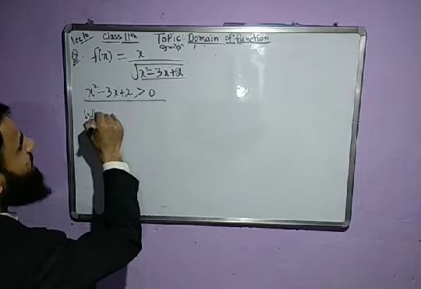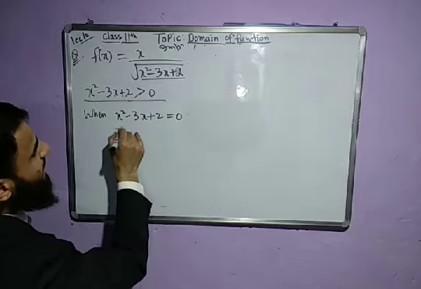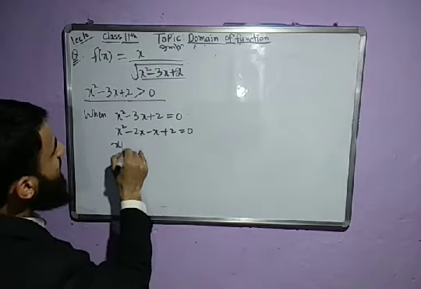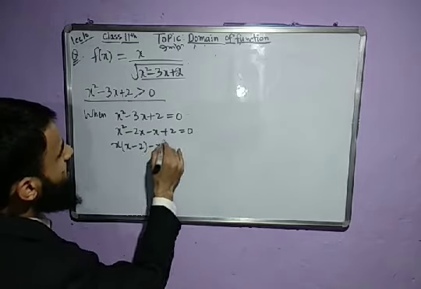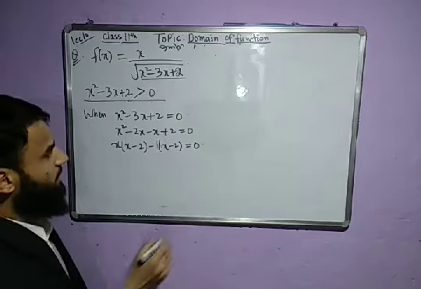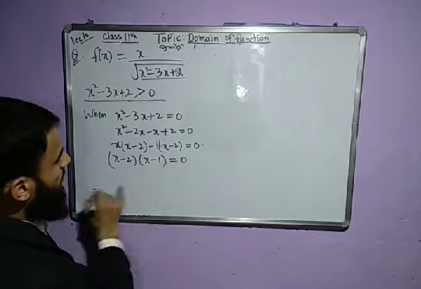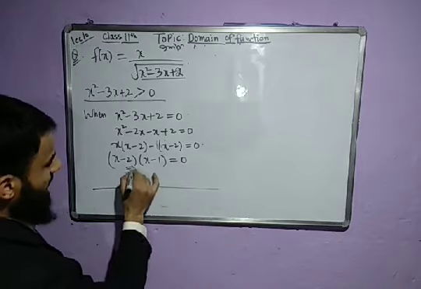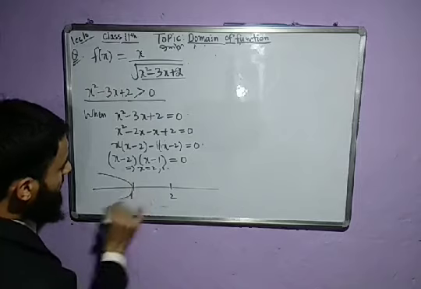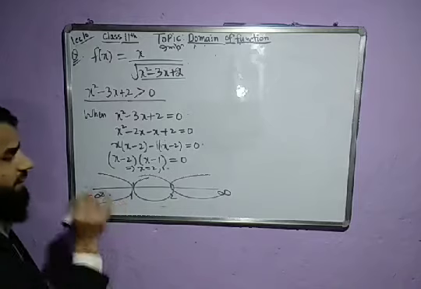Let's find the roots of this equation. x square minus 3x plus 2 is equal to 0. I will get x square minus 2x minus x plus 2 is equal to 0. And I will get x into x minus 2, minus 1 into x minus 2, is equal to 0. And I will get x minus 2 into x minus 1 is equal to 0, which implies x is equal to 2, 1. And then I will plot 1 here and 2 here. So I will get 3 regions. This is one region, second region, and third, so this is minus infinity to infinity.